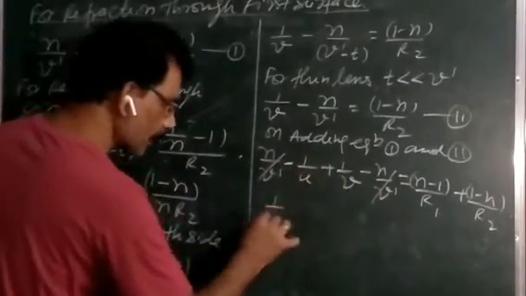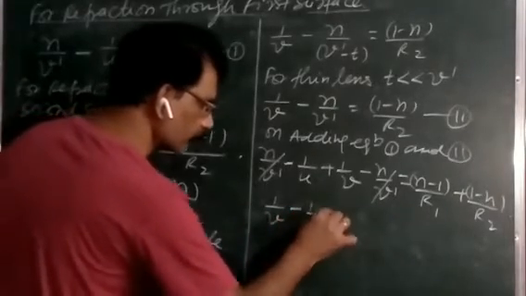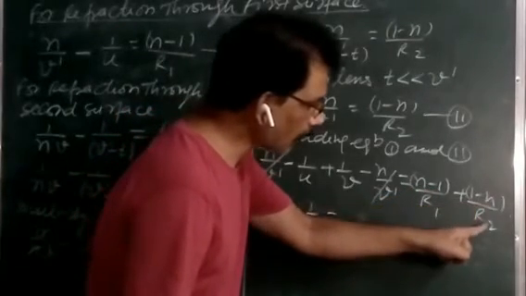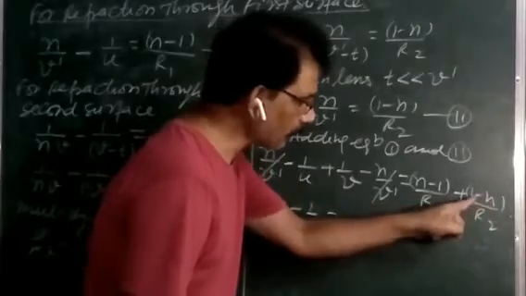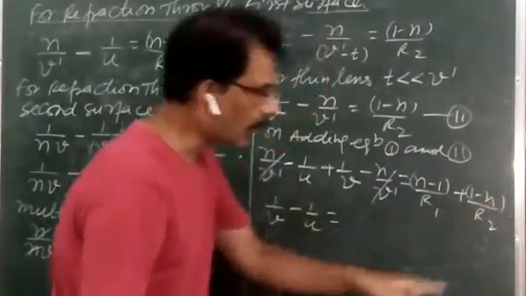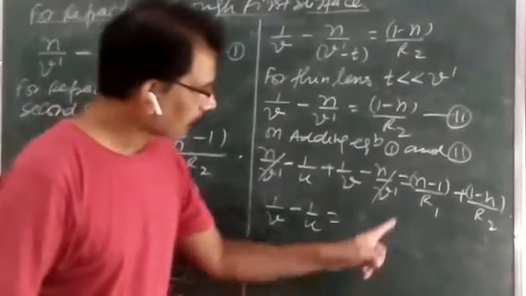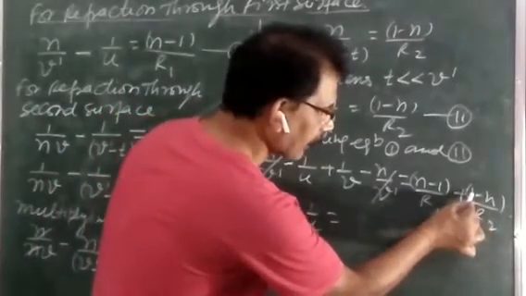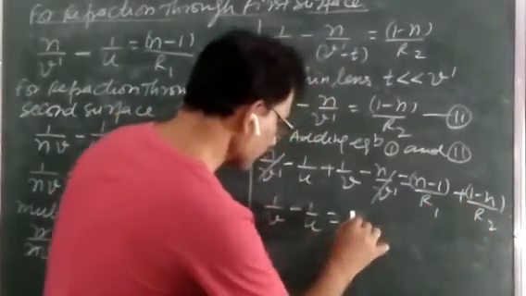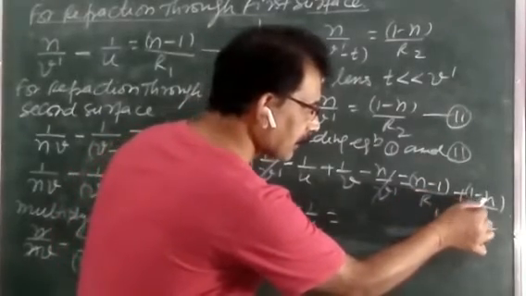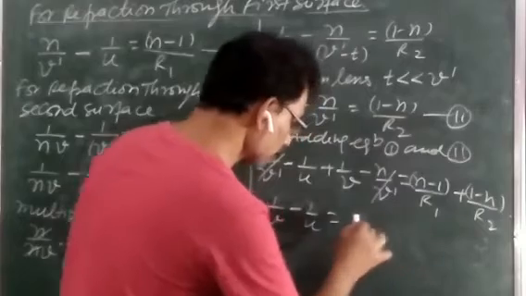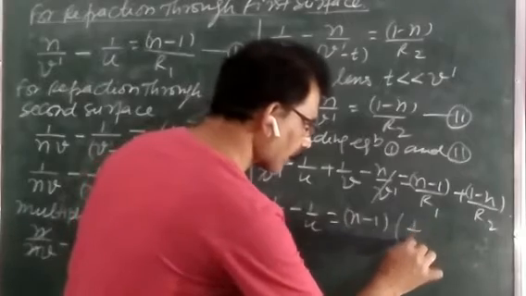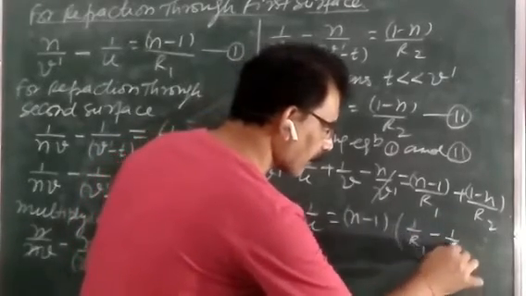And here you will get 1 upon v minus 1 upon u is equal to. Now you look here, n minus 1 upon r1, this one is 1 minus n upon r2. यहाँ पे 1 minus n है. Here n minus 1, here 1 minus n. तो अगर हम यहाँ इसको n minus 1 करेंगे तो यहाँ इसको माइनस करना पड़ेगा. So here take n minus 1 outside and in bracket you will get 1 upon r1 minus 1 upon r2.